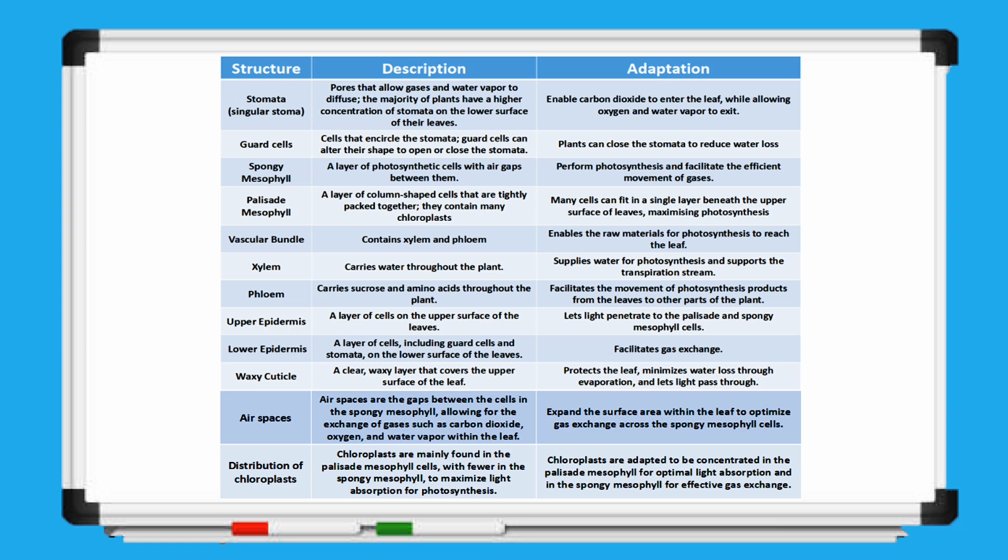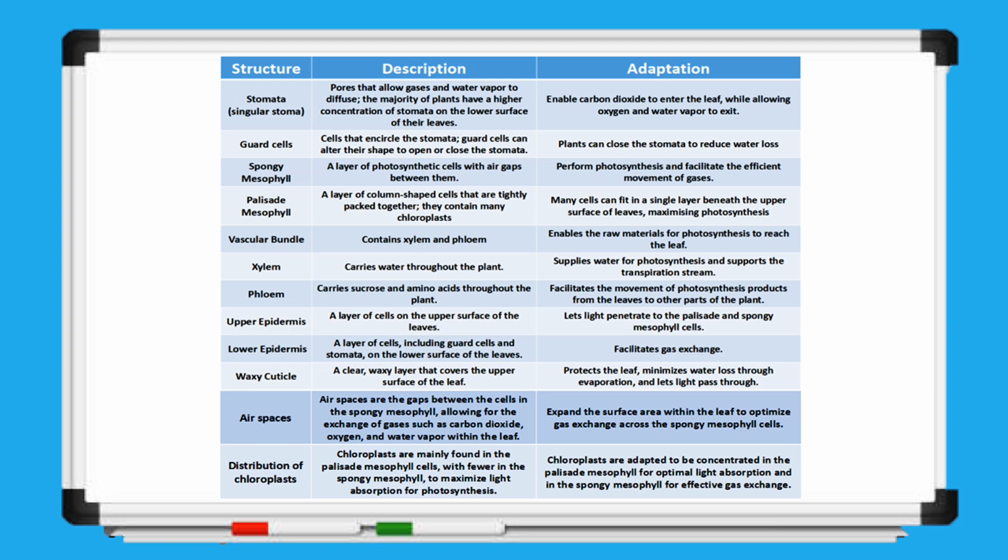Then, we've got the upper epidermis, which forms a transparent layer allowing light to pass through to the cells underneath. The lower epidermis, on the other hand, contains the stomata and supports gas exchange. Covering the upper surface, there's the waxy cuticle, a thin, protective layer that reduces water loss while still letting light pass through. Let's not forget the air spaces in the spongy mesophyll.